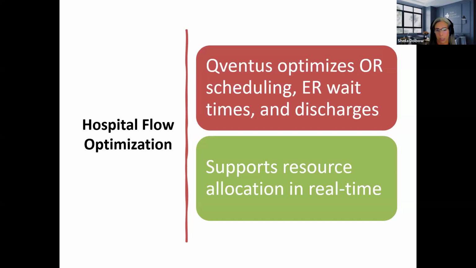So we're looking at these ER times and wait times and our discharges and things like that from a quality perspective. Well, now we have AI tools that are helping to optimize those situations and also help us improve. They support resource allocation in real time versus going back after the fact and looking at how we could have done things differently to allocate our resources to improve the process.